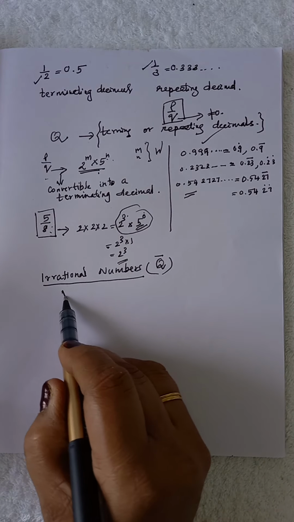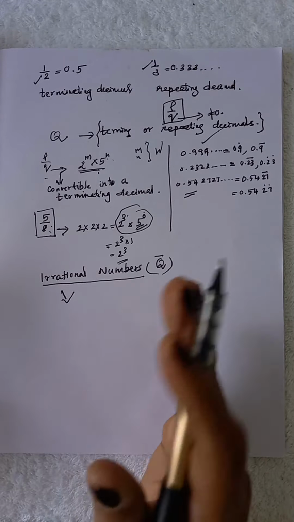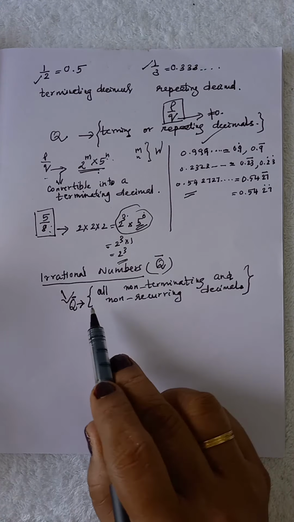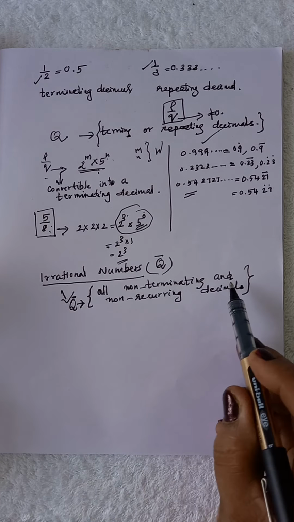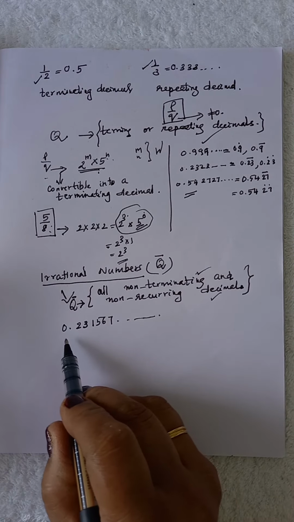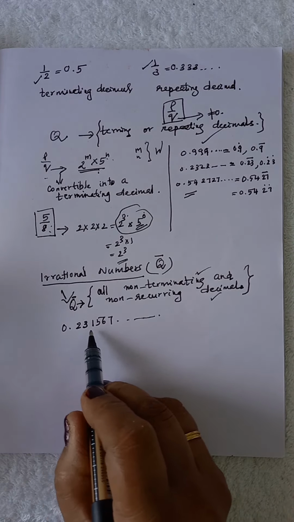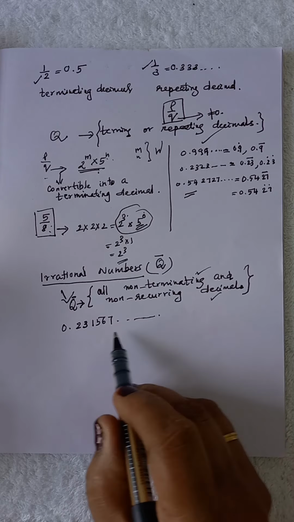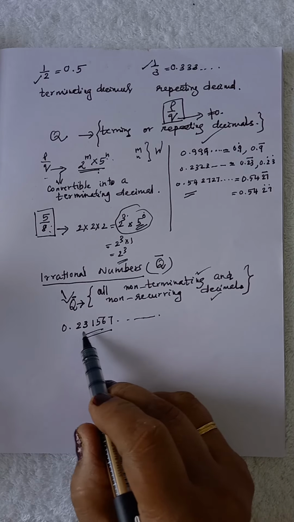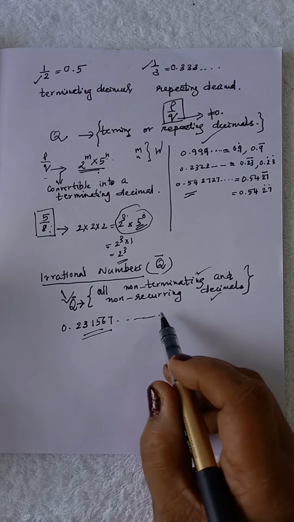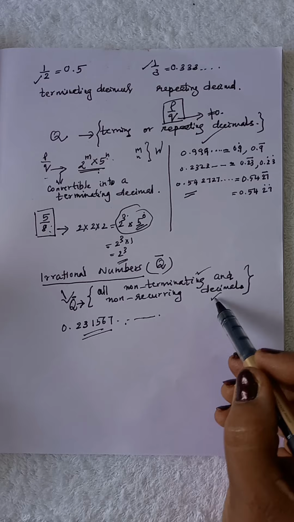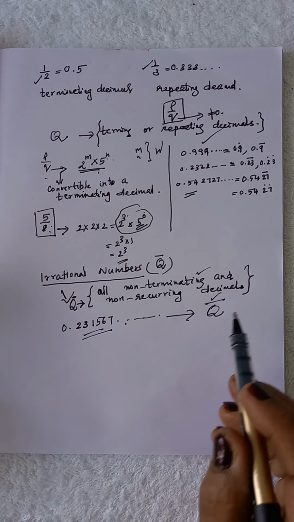Irrational numbers are the set of all non-terminating and non-recurring decimals. That is Q dash, irrational numbers, a set of all non-terminating and non-recurring decimals. Both conditions should be satisfied. If you have a decimal like 0.231567 etc., here we cannot predict the pattern in which it is formed. All are different. So this is a non-recurring decimal, but at the same time it is non-terminating. So both conditions are satisfied, so this is an irrational number.